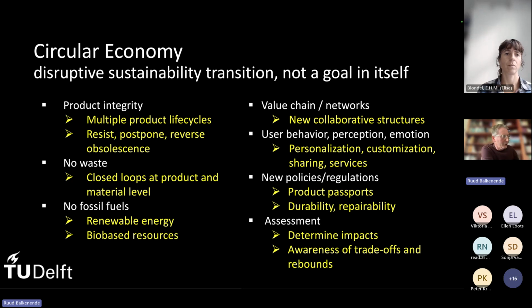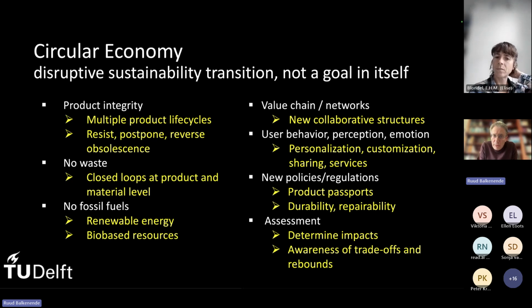At the right-hand side, sorry, I have a phone going. At the right side, you see a number of things that link to design, that affect design, that when it comes to product service systems, we might even study, but that are also predominantly the area of other fields. Value chain and network, new collaborative structures, new business models. User behavior is something I hardly address, but it actually is an important aspect in design.